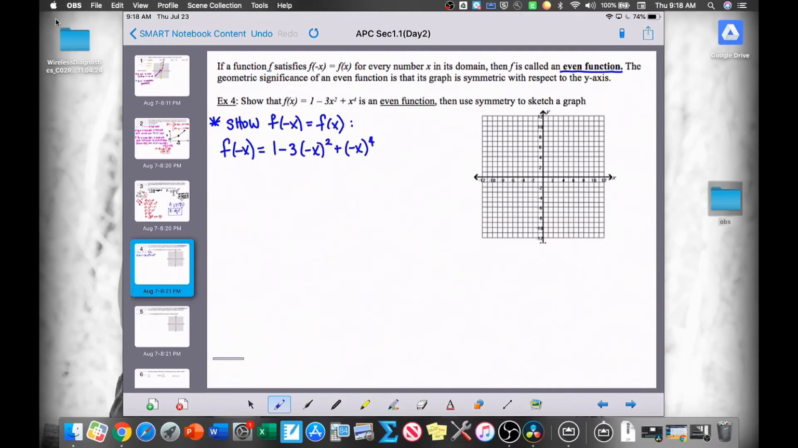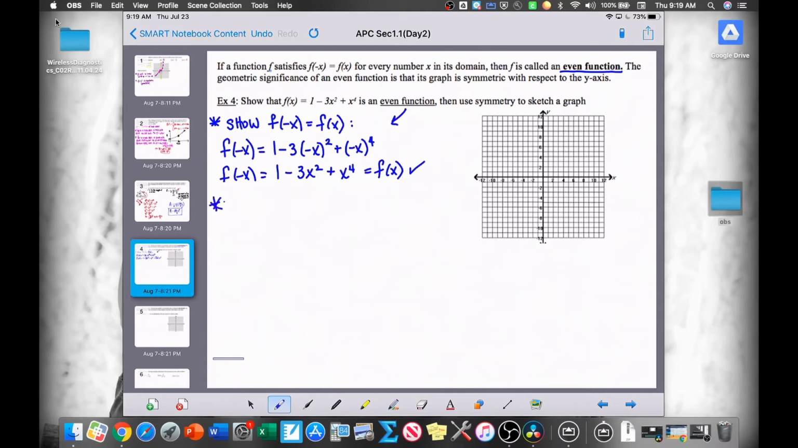And then we have to do a little bit of simplifying. So f of negative x would be equal to 1 minus 3. Now, negative x squared. We all know if we square something negative, it comes out positive. So this is just going to become x squared again. And the same thing with negative x quantity raised to the 4th power. We're multiplying negative x an even number of times. It's going to become positive x to the 4th. And look at that. F of negative x is 1 minus 3x squared plus x to the 4th, which is f of x, which is what we started with. Okay, so right there, we just showed that this function is an even function. That's the work that shows that.